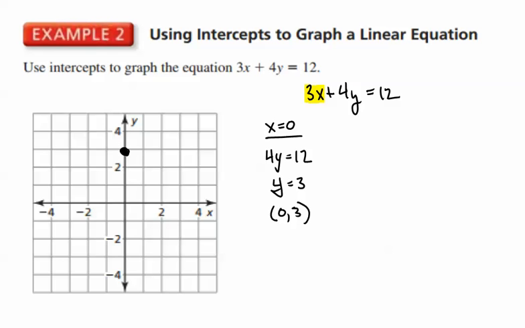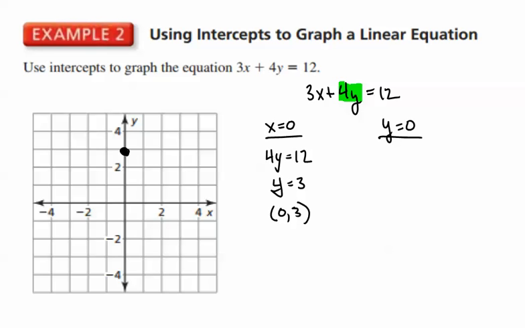Next, so notice the x-coordinate is 0, and when we set x equal to 0 and solve for y, it will tell us where the graph crosses the y-axis. Next, we set y equal to 0. We want to find out where the graph crosses the x-axis. So this time, y is going to be 0, and 4 times 0 is 0. And so this time, we're basically going to block out the y.